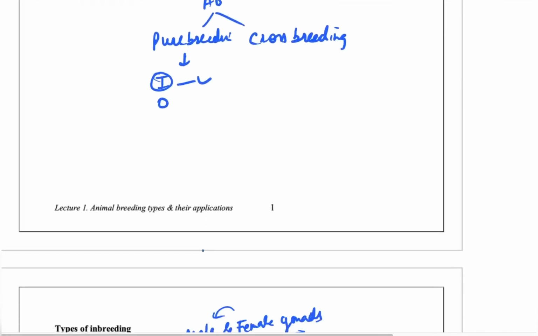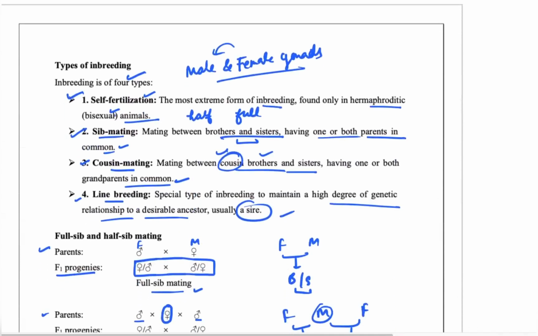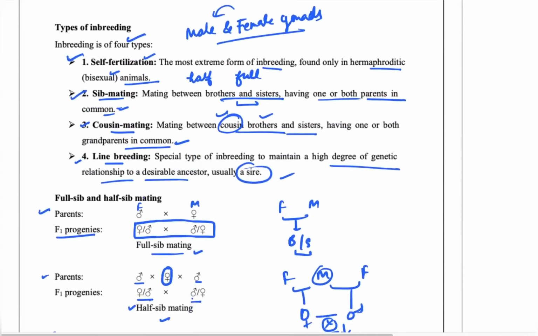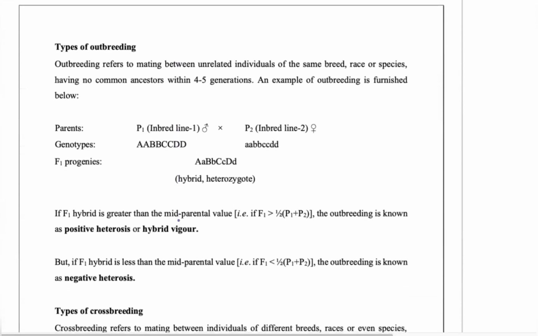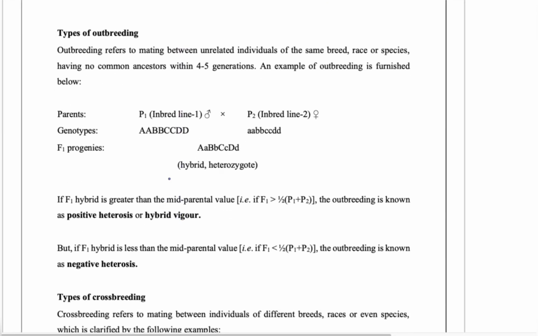Inbreeding I have explained, right? In inbreeding we have self fertilization, sibling mating, cousin mating and line breeding. So this is clear. Now we are going to talk about the outbreeding. So types of outbreeding. Outbreeding refers to the mating between unrelated individuals, as I have told you earlier, of the same breed again, right? We are talking about the same breed because this is under pure breeding, not crossbreed, right?